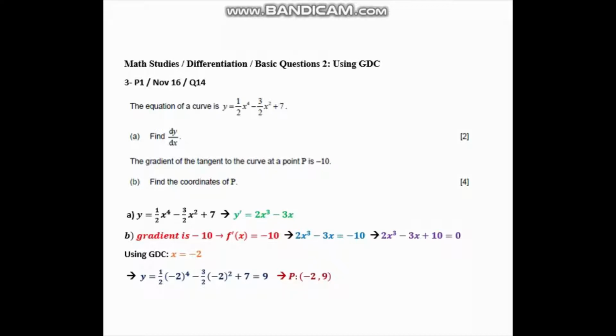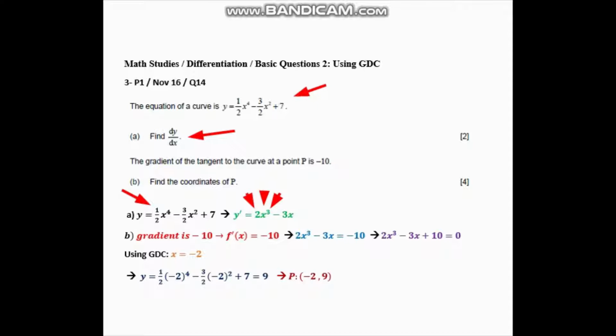So I'm given this equation, also written here in black, y equals half x to the power of 4 minus 3 over 2x squared plus 7. And in question A, I'm required to find dy over dx, or what we call y dash, which is the derivative function of y. So I shall simply differentiate this black equation. Half x to the power of 4 gives me 2x to the power of 3. This was obtained by multiplying the 4 by half to get this 2 right there. Then reducing the 4 by 1 to get the new power, which is 3.